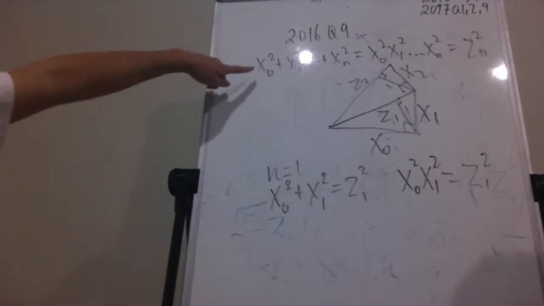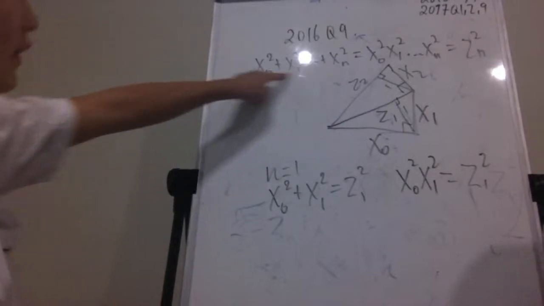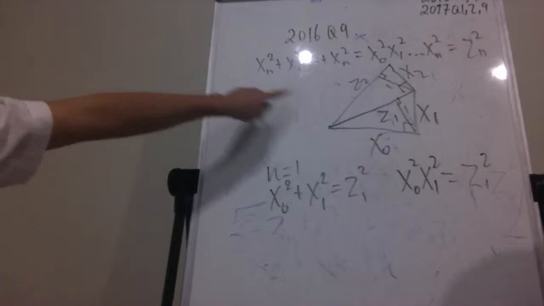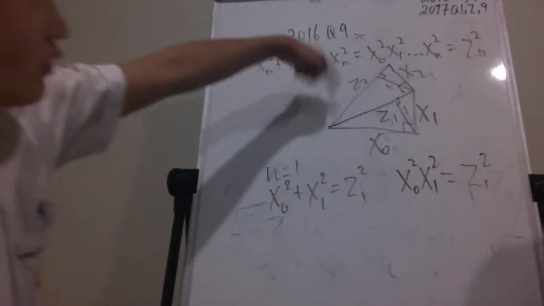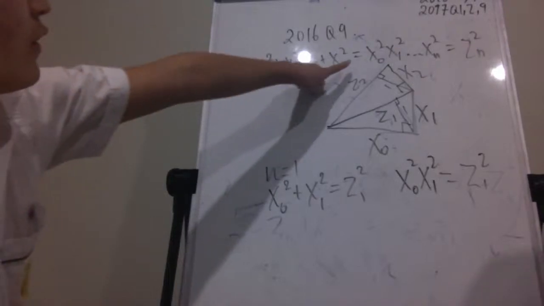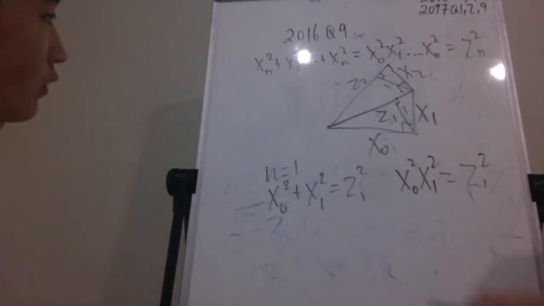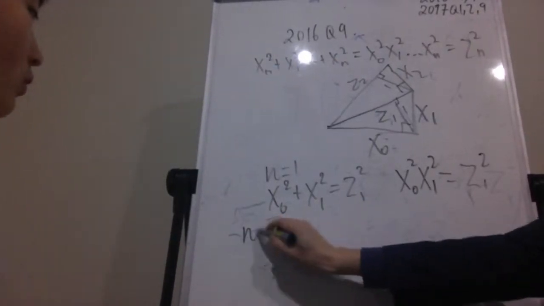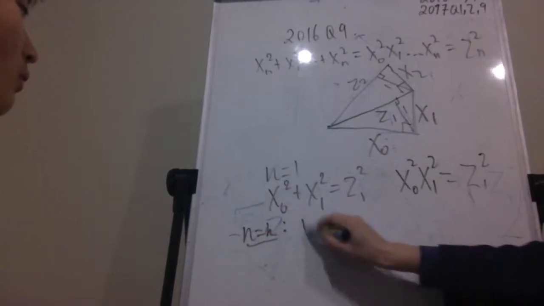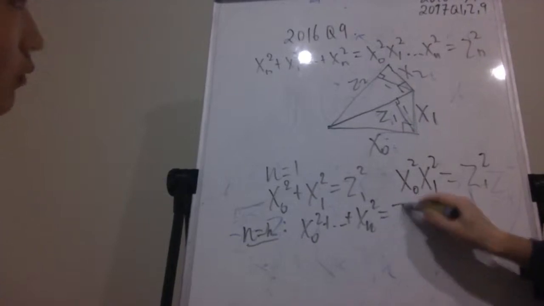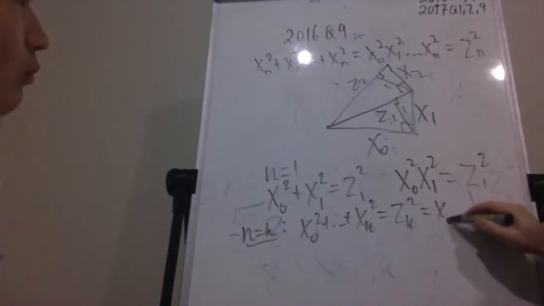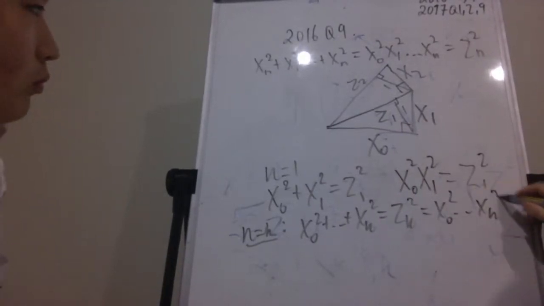Wait, so you let that be z squared. Because that squared plus that squared is that squared, and that's squared. Yes, so you let that equal z squared. And then for the second part, you prove the area. Assume n equals k is true, right? So that's x0 squared plus up to xk squared equals zk squared equals x0 up to xk squared, right?